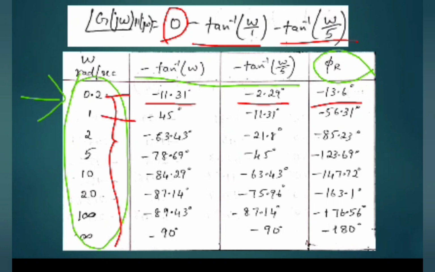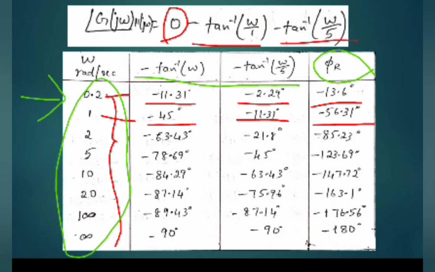Similarly, doing it with 1, that is minus tan inverse of 1 is 45 degree, and minus tan inverse of 1 divided by 5 is minus 11.31. Adding both of the values, we get minus 56.31. Similarly, finding it for all the remaining values.